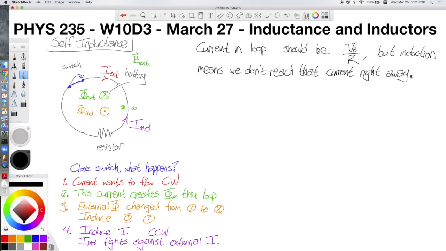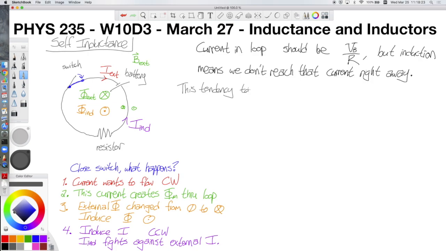Inductors, much like induction in general, is all about fighting against changes. When we looked at Faraday's law last time, we saw any changes in the external flux were opposed by the induced flux and the induced current. Here, it's any changes in current and external current are opposed by the induced current. Just so you know, the inductor and the process of induction and Faraday's law will always eventually lose this battle. They will fight the good fight, opposing whatever changes they can, but eventually the external flux or the external current will win out.